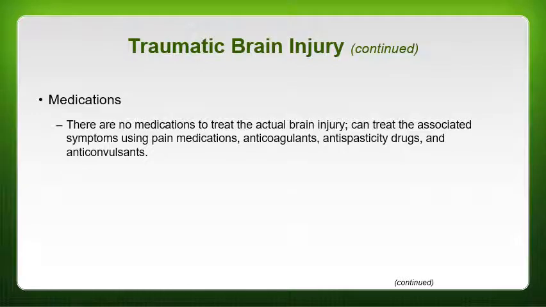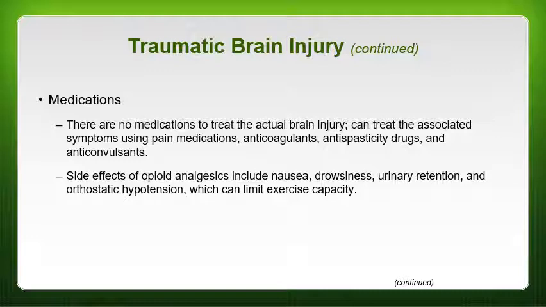Looking at medications, there are no medications to directly treat the actual brain injury. They can use various drugs to treat symptoms related to the brain injury: various pain medications, anticoagulants, antispasticity drugs, and anticonvulsants. Because of the use of opioid analgesics to control pain, it's important to know that the side effects could also limit exercise capacity, which would be important for you to be aware of as an exercise professional. Nausea, drowsiness, urinary retention, and orthostatic hypotension are all things that could be experienced from the medications.